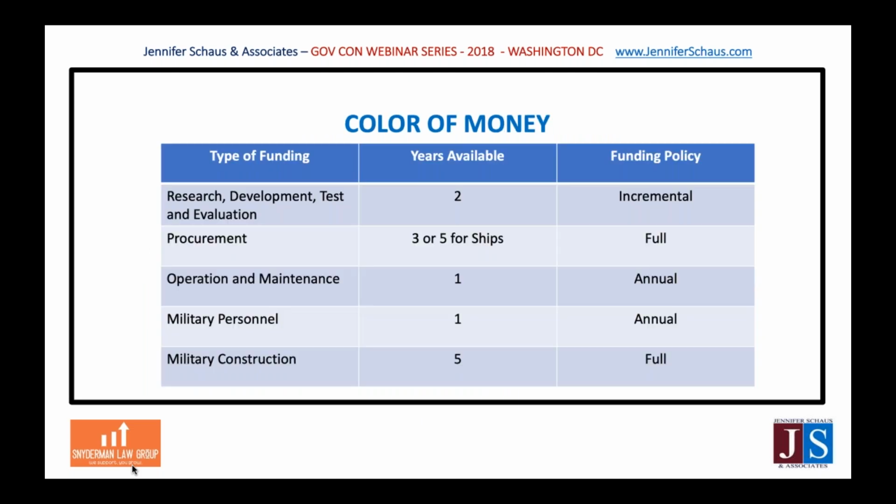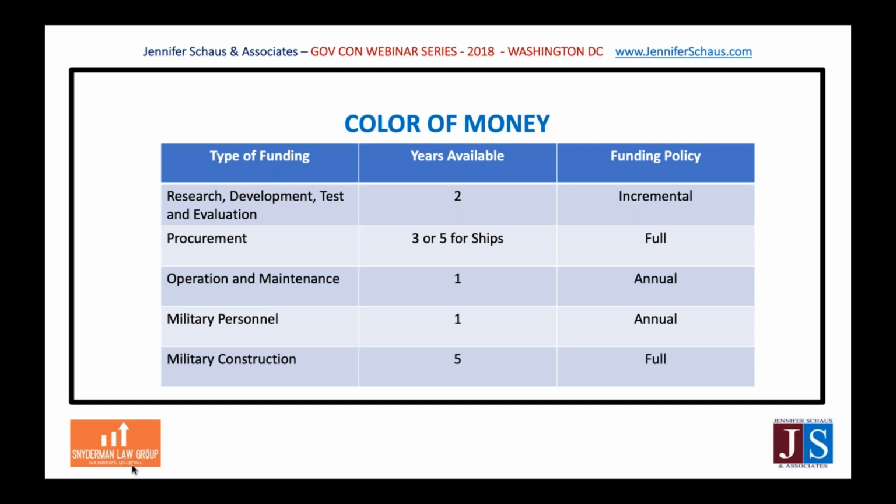So as I said before, I'm going to give you the basics of the color of money. The type of funding dictates the years available, which means the money's been appropriated by Congress, and it must be spent within those years. Spent means obligated. There are very specific terms when you're using appropriations, and people get confused a lot on obligation versus spending. As long as the money has been obligated to a contract, it's essentially been spent, which means it's within the term of the color of money, right?